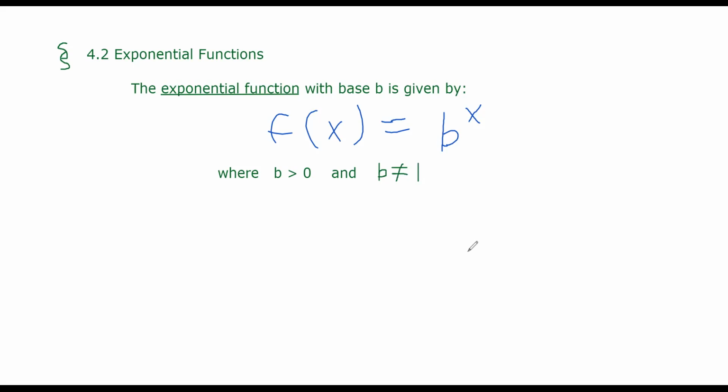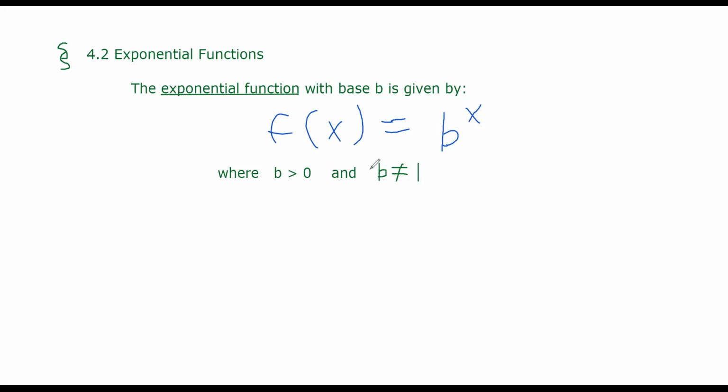Raising 1 to any power just produces 1. 1 to the 4th power is still 1. 1 to the 100 millionth power is still 1. 1 to the negative 5th power is still 1. So it's not interesting raising 1 to different powers of x. We don't care about that.